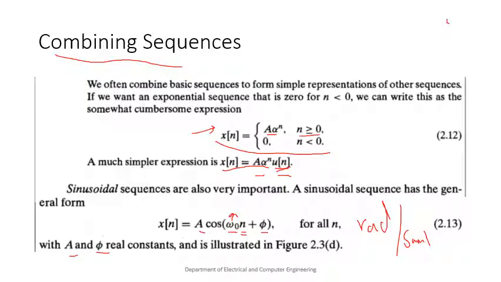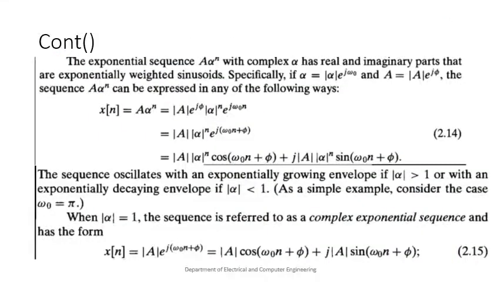So let's move on to the next slide. Here we are going to consider alpha to the n with complex alpha. So alpha is complex now. We know that when alpha is complex, it will have magnitude and phase. So that alpha is in polar form. It has some magnitude and some phase. It is e raised to power j omega naught. Likewise, A is also complex.